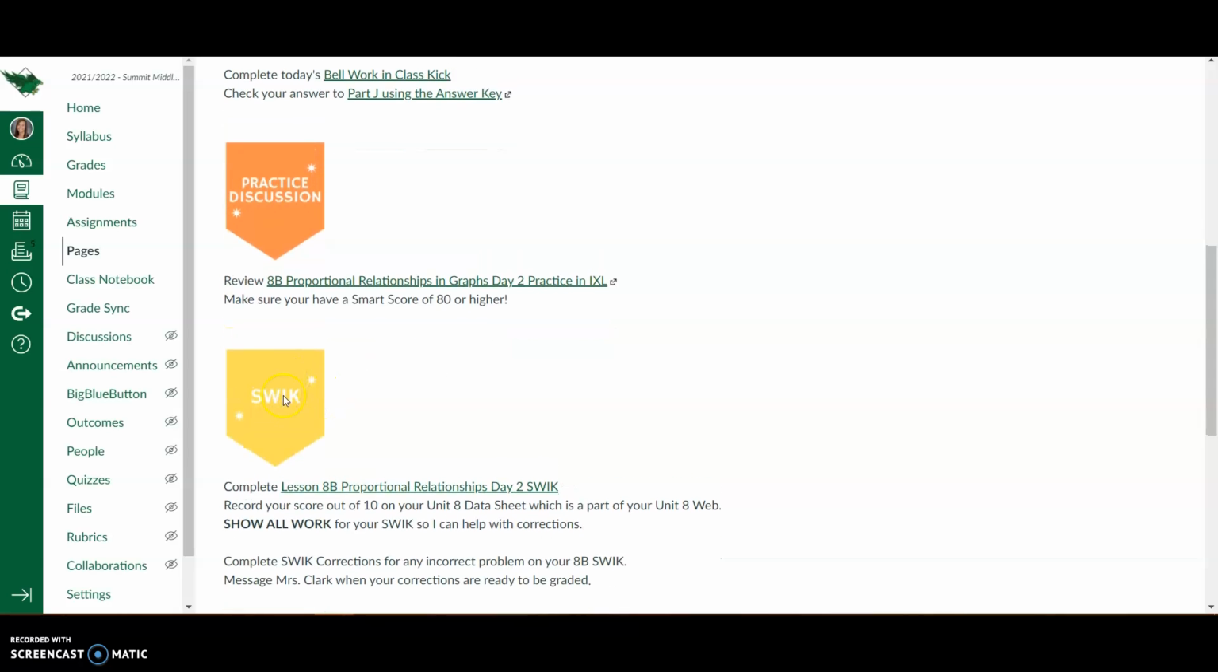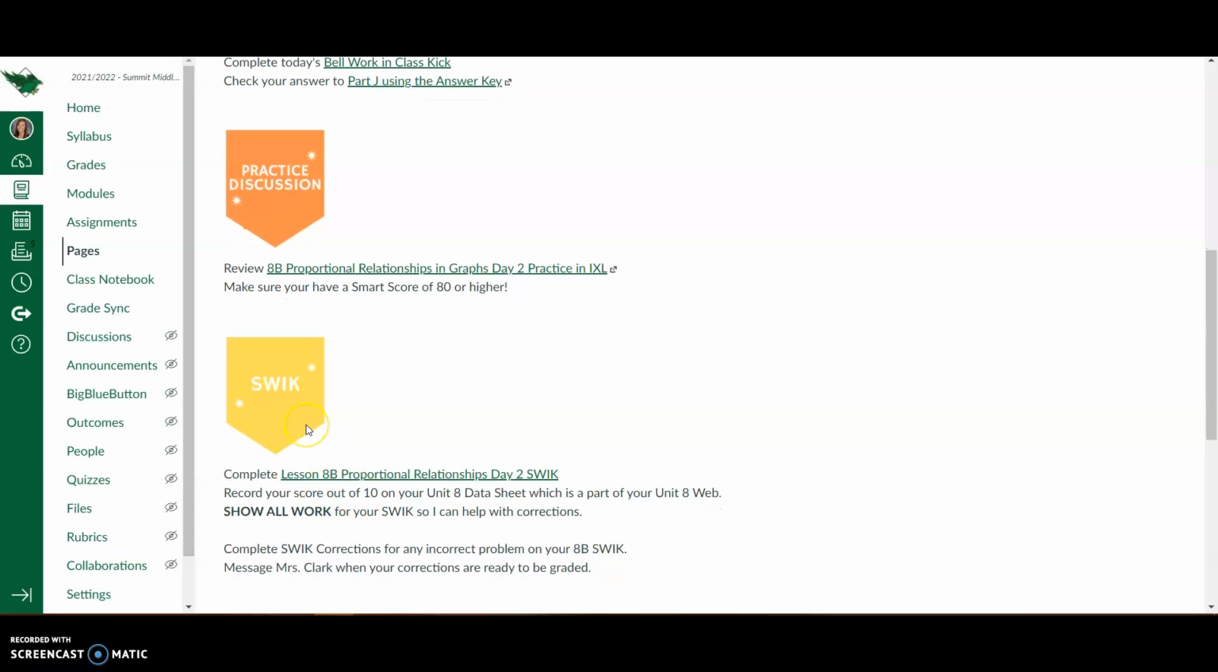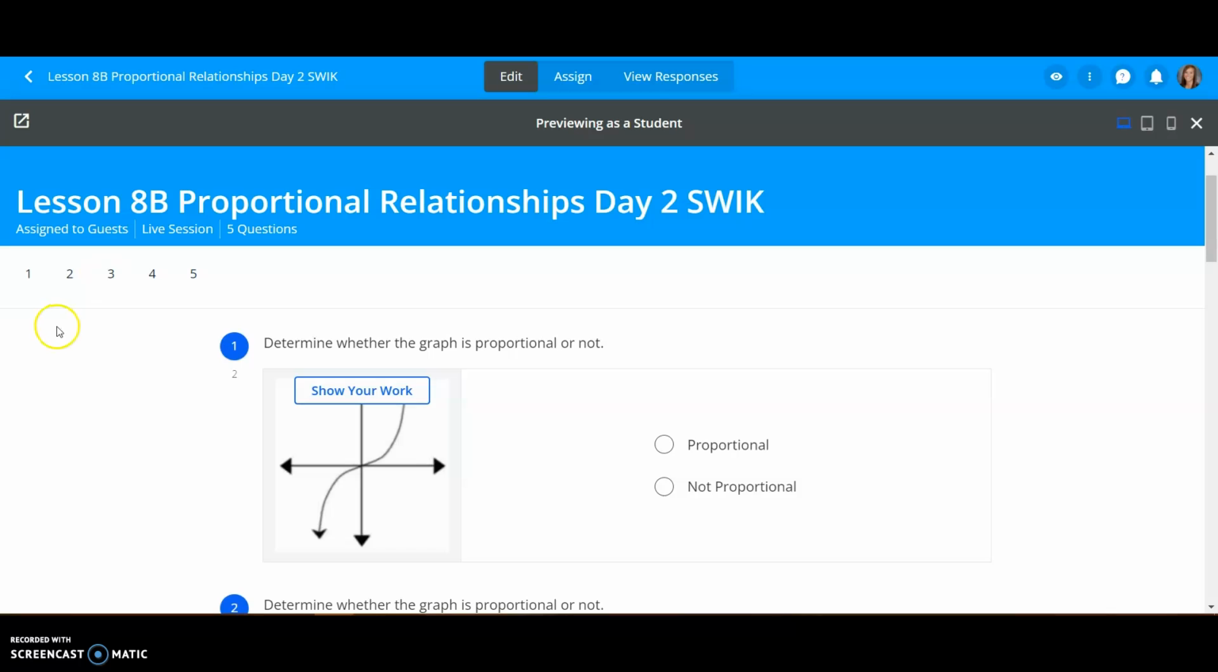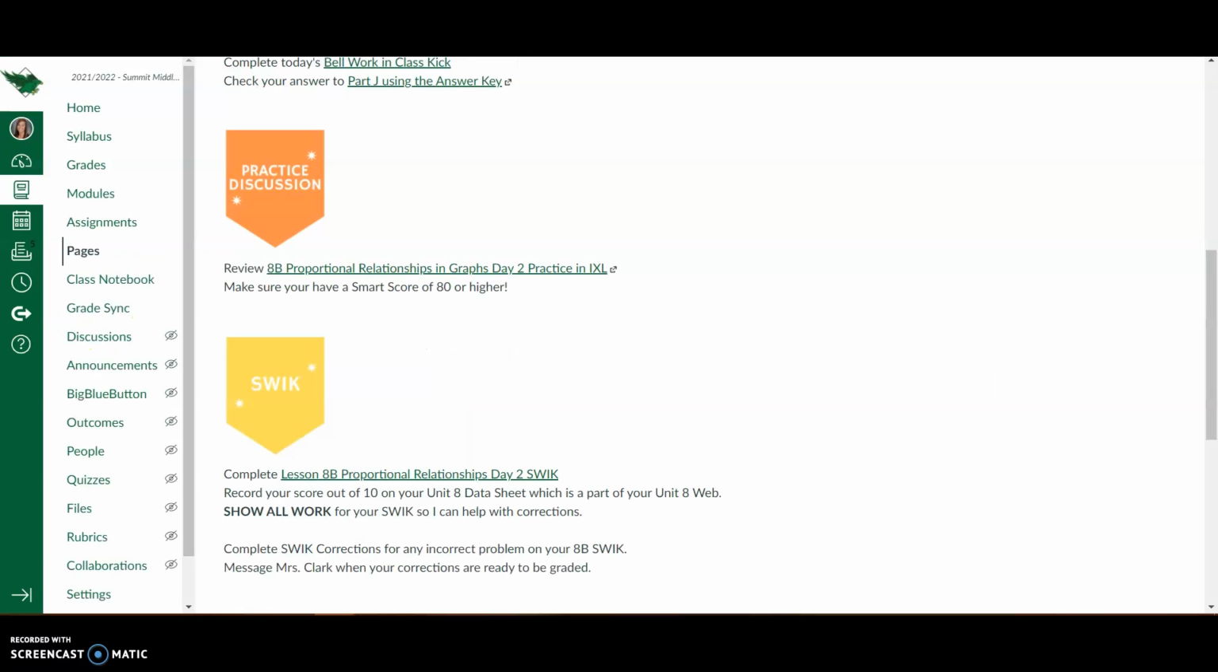Once you're ready to take your SWic and you feel comfortable with proportional relationships in graphs, then we're going to take our SWic. Please open up your OneNote and open up your web. That way you're ready to go to record your score from your SWic. So your SWic looks like this. It's only 5 questions, but it is 10 points.